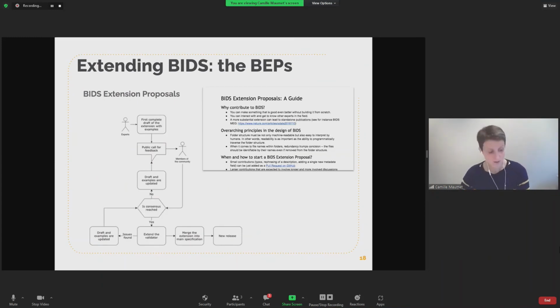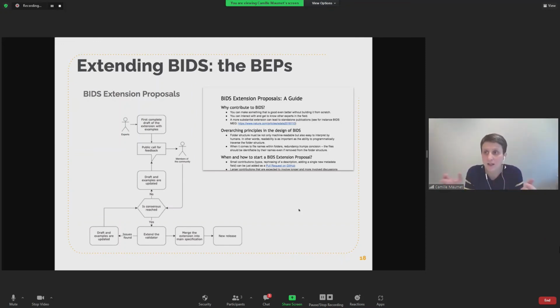So now, what are we interested in here in this workshop? I think the idea is to propose a BIDS extension. Luckily, BIDS has a mechanism to extend the specification. It's called the BEPs, for BIDS extension proposals. And there is a nice graph here that I've just extracted from the BIDS extension proposals guide.